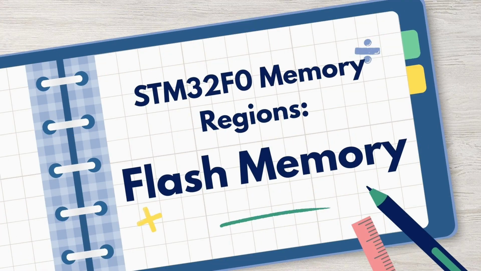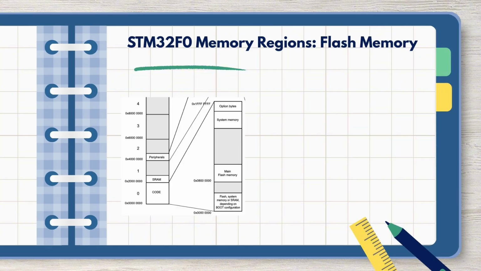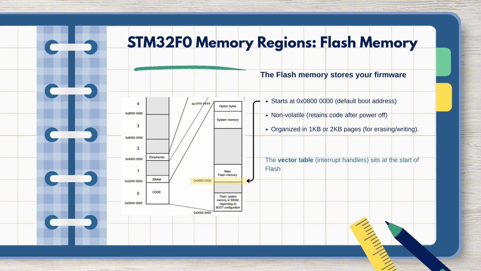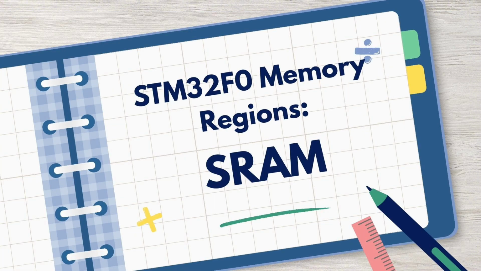STM32F0 memory regions. Flash memory. The STM32F0's flash memory stores your firmware. It starts at memory address 0x08000000, which is the default boot address. It is non-volatile, which means it retains code after power off. It is organized in 1 kilobyte or 2 kilobyte pages for erasing or writing. Take note that the vector table for interrupt handlers sits at the start of flash.